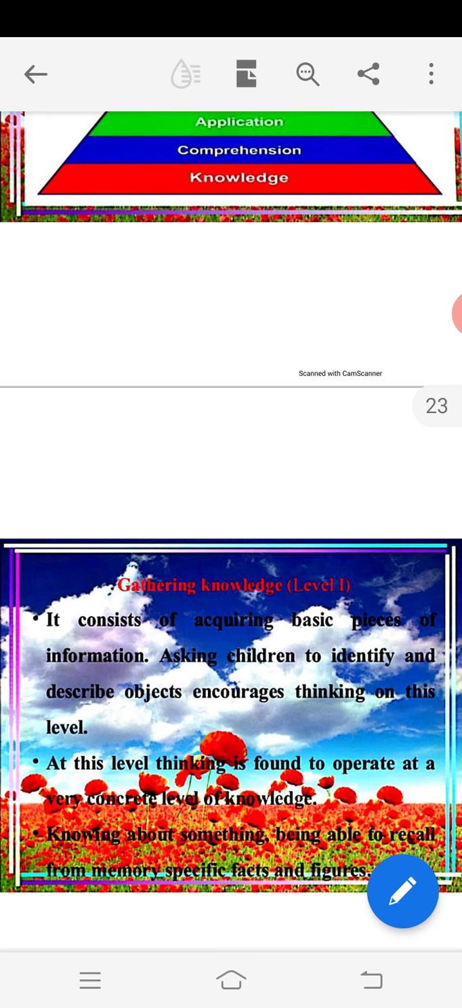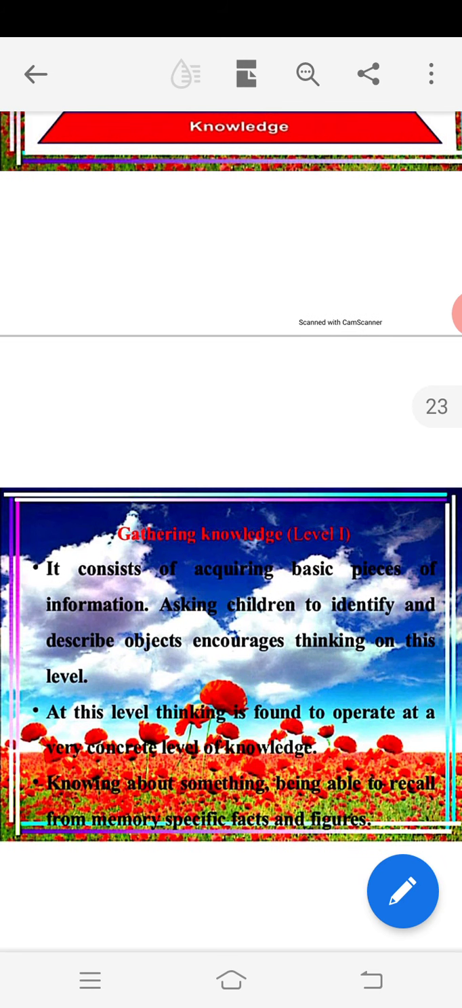They find the reality of the knowledge, the facts that apply to that object in the current situation. Whatever they think in the present situation will be gathered from the knowledge of the child or the individual. Knowledge is recalled from memory as specific facts and figures, which is known as gathering knowledge. So it is level 1 of Bloom's taxonomy.